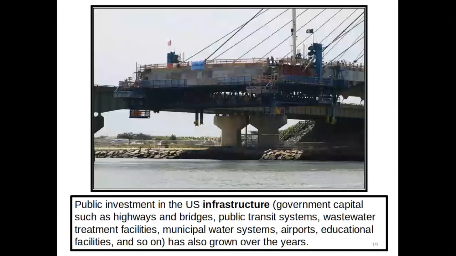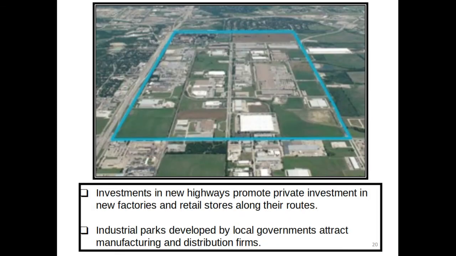Public investment in US infrastructure has also grown. The better our infrastructure is, typically the better off we are. When you think of infrastructure, highways, bridges, public transit, but think about it, just the better our roads are, the easier it is to get supplies to produce, which means there are fewer work stoppages, and that helps us grow. Investments in new highways matter.